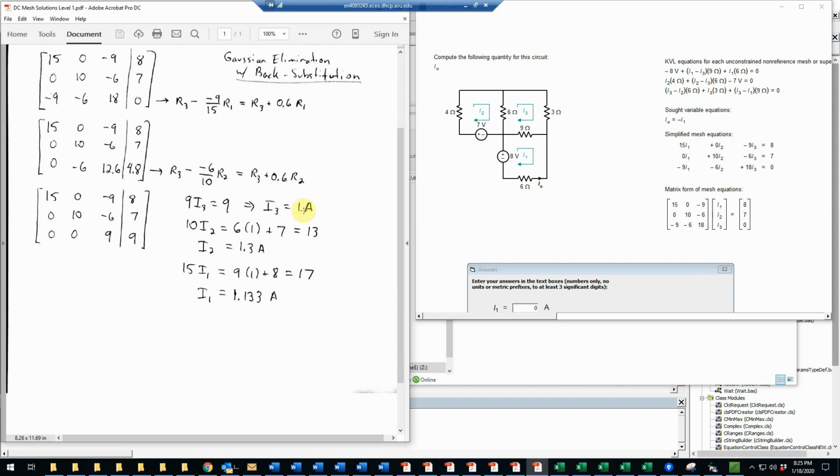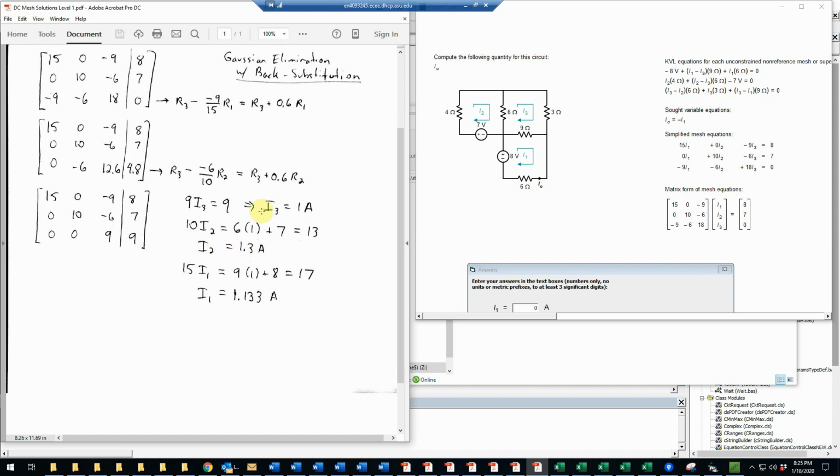Now we take that value of I3 and plug it back into the second row, which represents another equation. And that one is equivalent to saying 10I2, because remember this multiplies I2. And then I'll take the negative 6I3 and put that on the right-hand side. So I have plus 6 times I3, which is 1, plus the 7, which is the constant that was already on the right-hand side. And of course, that's just 6 plus 7 is 13. And then just divide through, and that's, of course, very easy to do. So I2 is just 13 over 10, or 1.3 amps.